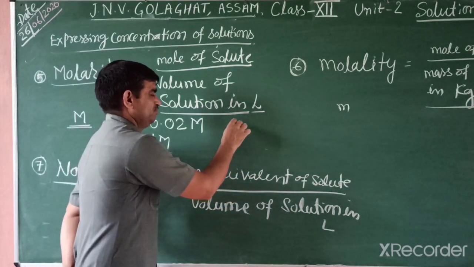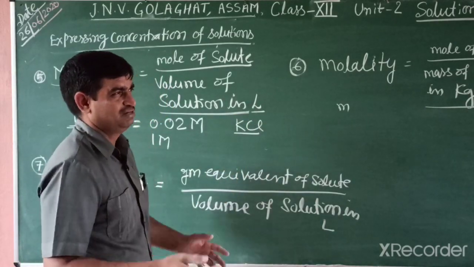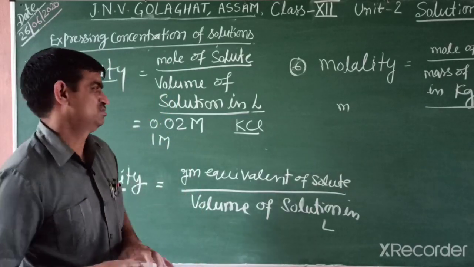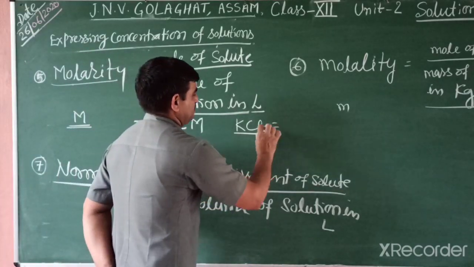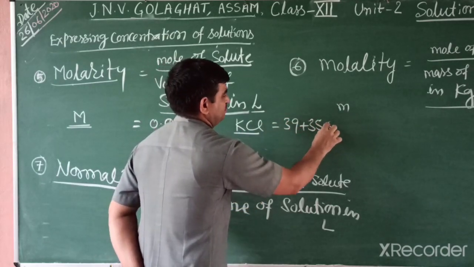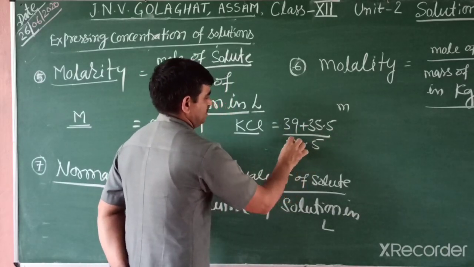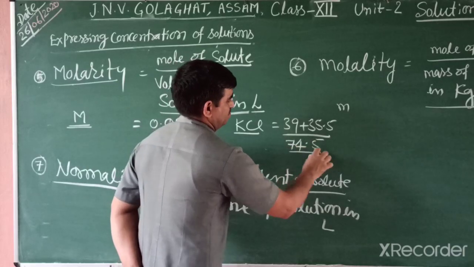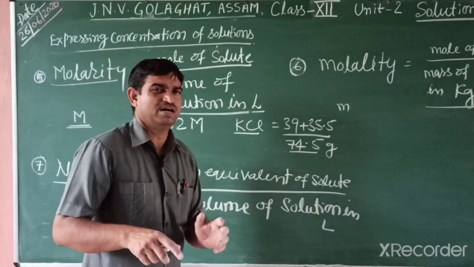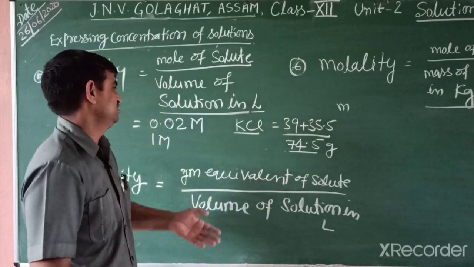For example, potassium chloride solution. At first we find out 1 mole, which means molar mass. So we add potassium mass 39 and chlorine 35.5. When we add, it is 74.5 gram. If you dissolve 74.5 gram in a small amount of water and then make the solution up to 1 liter, that is 1 mole.